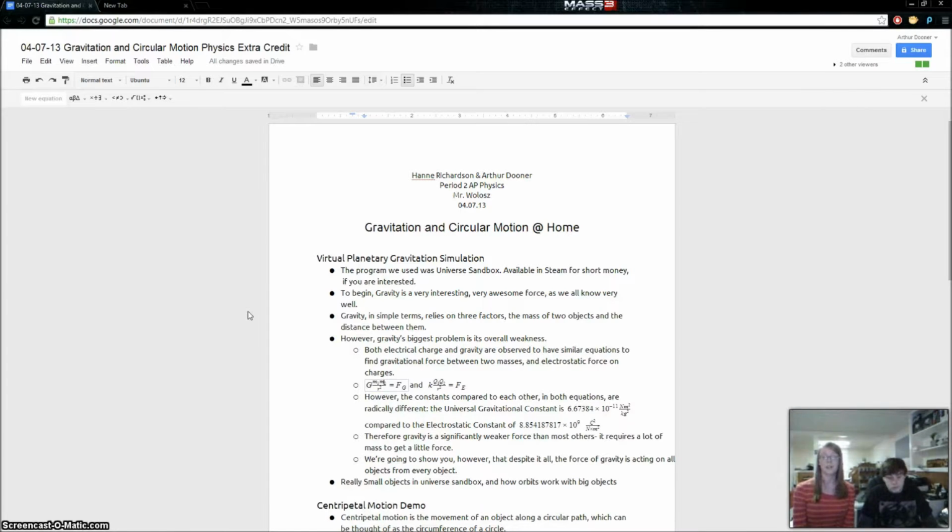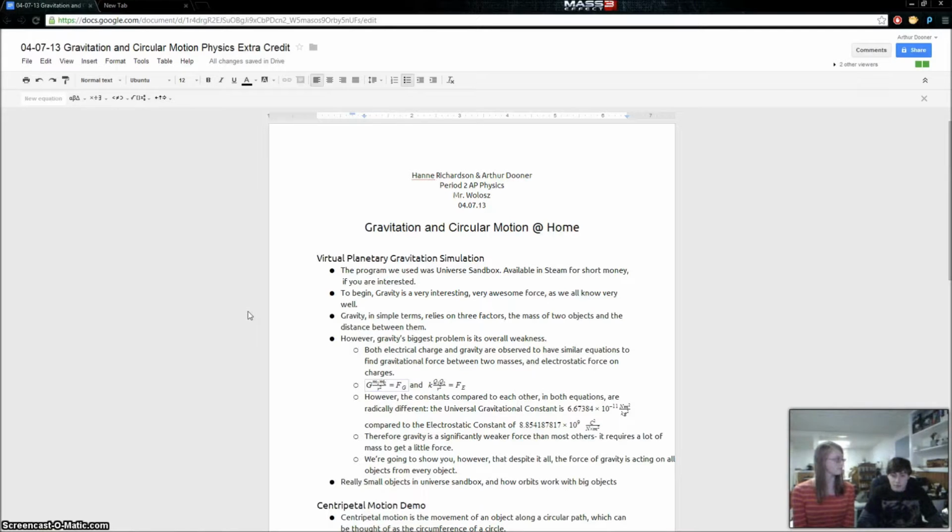But the constants, the gravitational constant and the electrostatic constant, are vastly different. For the gravitational constant, you have 6.67 times 10 to the negative 11th, and for the electrostatic constant, you have 8.85 times 10 to the 9th. That's a difference of almost 20 powers of 10. It's ridiculous, the strength of electrostatic force compared to the strength of gravity.